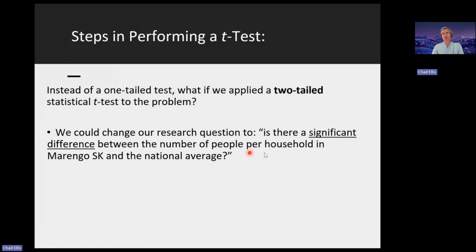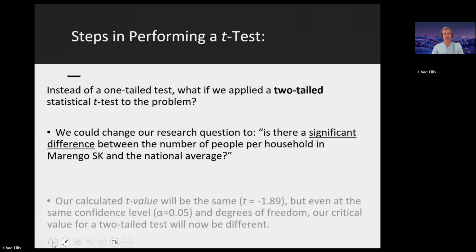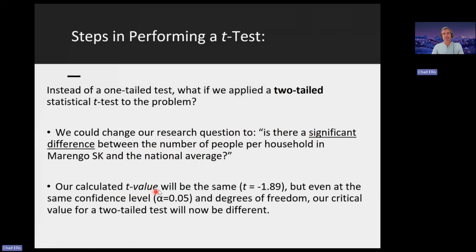Before we were wondering if Marengo is smaller. Now we don't care whether Marengo is larger or smaller. We're just wondering if there's a significant difference between Marengo, the sample, and the national average. So our calculated t-value is going to be the same. That's not going to change. And we're going to use the same confidence level, 95% significance level, alpha value 0.05, and degrees of freedom, right? Our critical value for the two-tailed test is now going to be different.